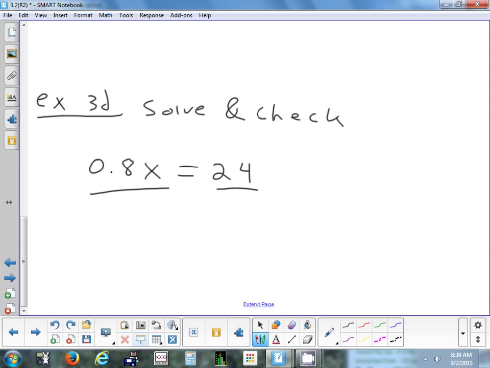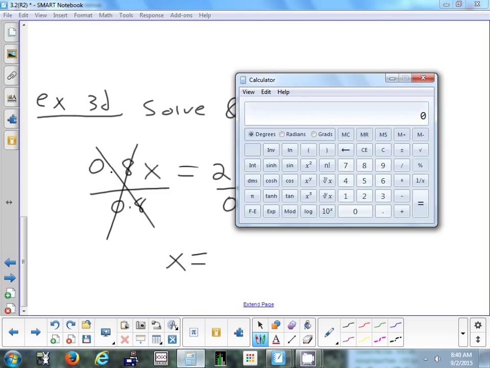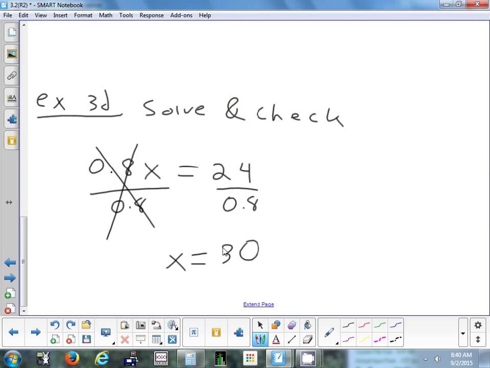Somebody else tell me, what are you going to divide by? 0.8. Right, so 0.8 divided by 0.8, that's gone. And now on the left-hand side, what do I have left there? x. Good. Right-hand side, easiest thing, let's just type it in the calculator: 24 divided by 0.8 is 30. So we get 30. Any question on that?